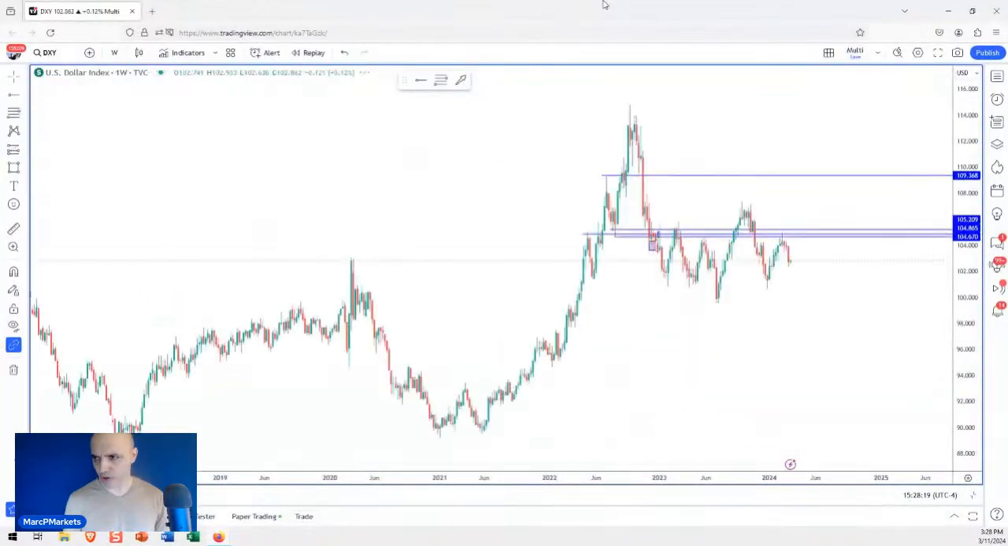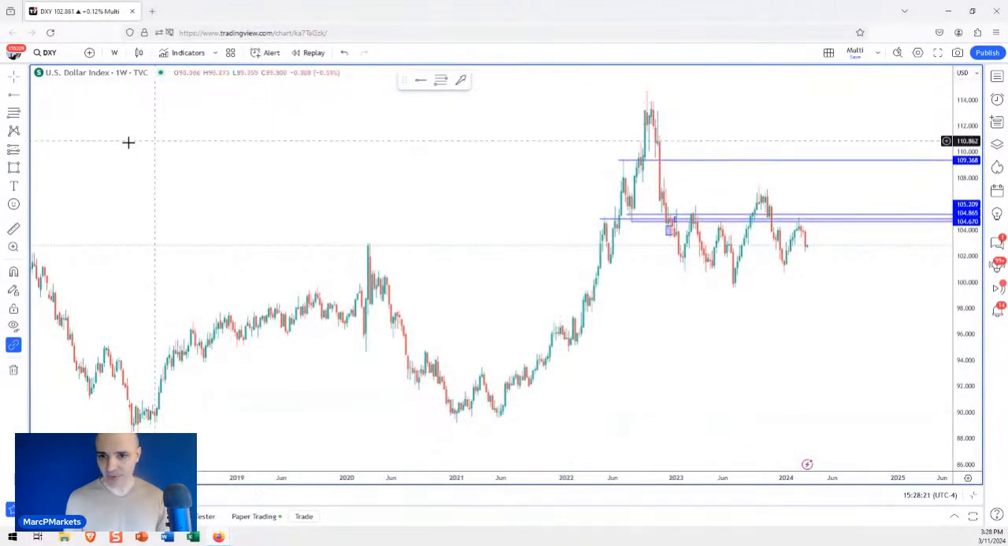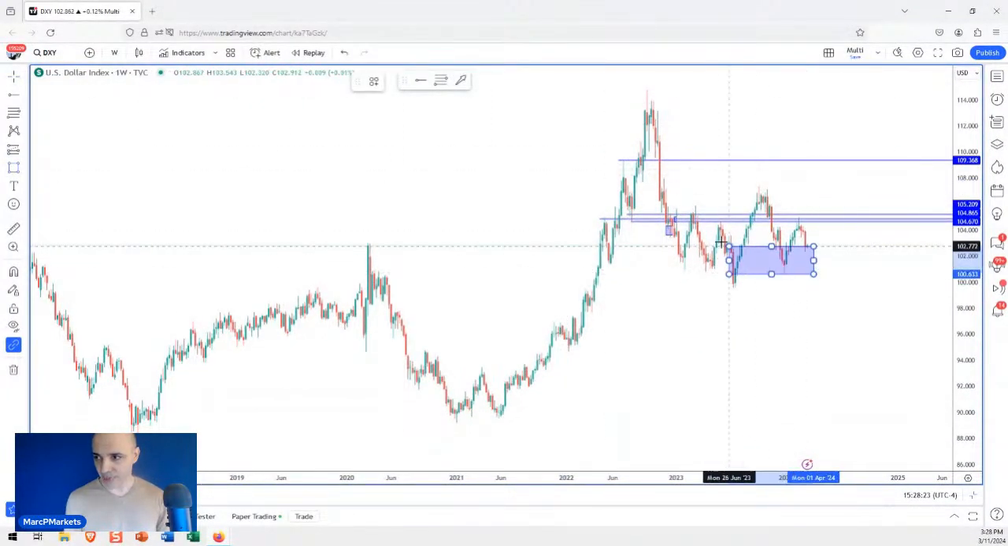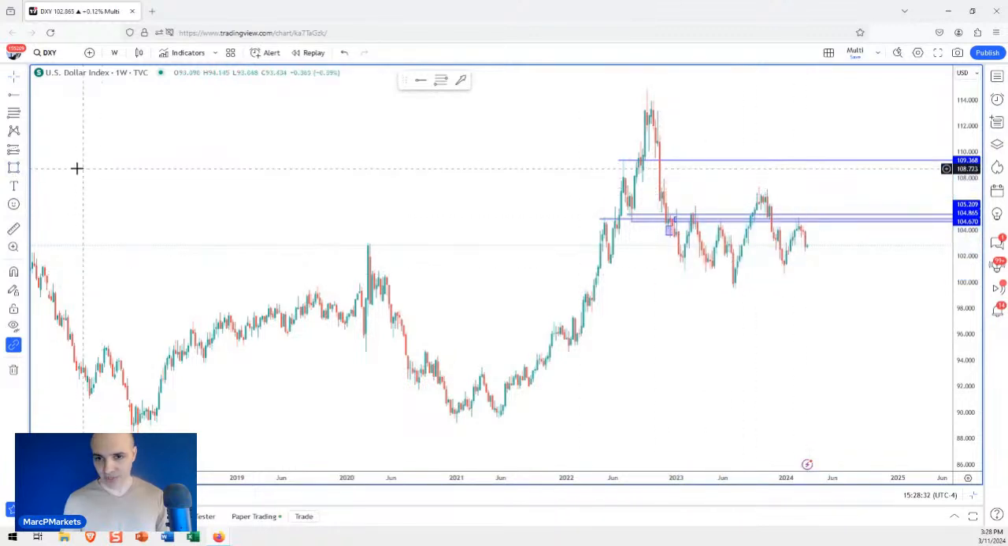Okay. I mean, strong rates also mean what? We should have a stronger dollar. This is the dollar index, right? This dollar index is not exactly weak. I mean, it's not doing anything. We had this rally, right, to this peak here. We have a higher low consolidation.